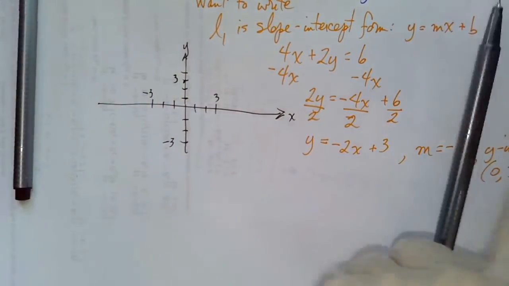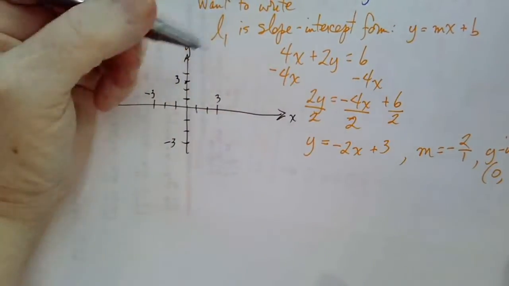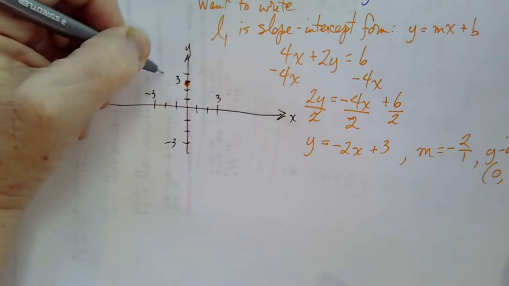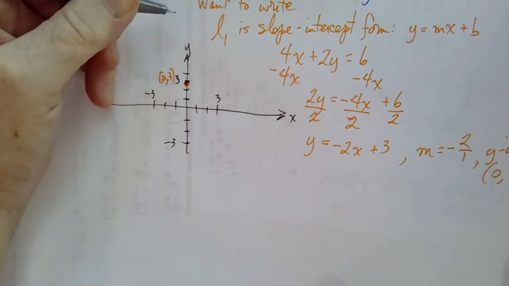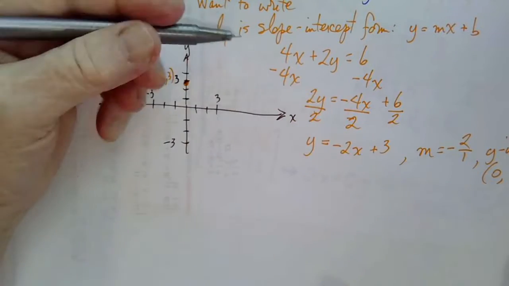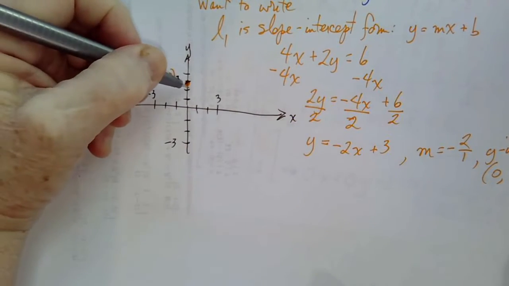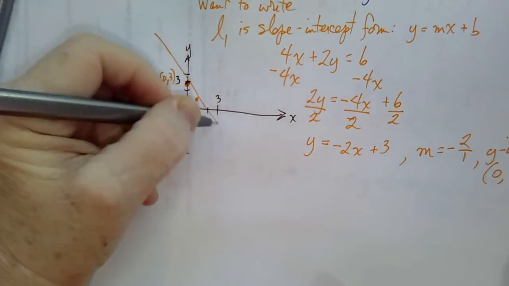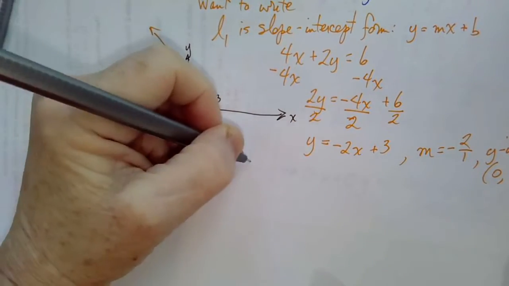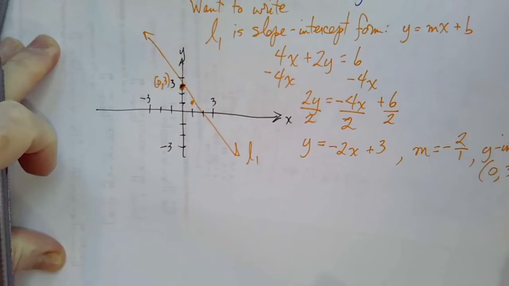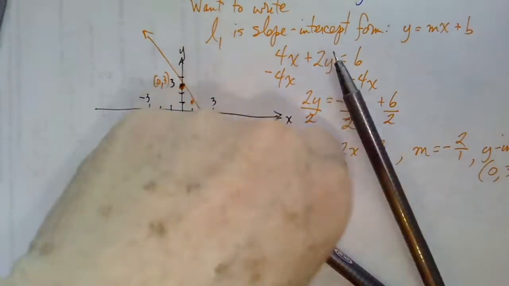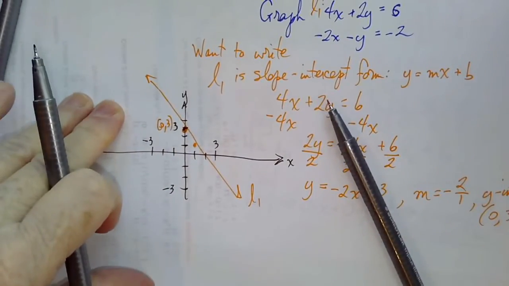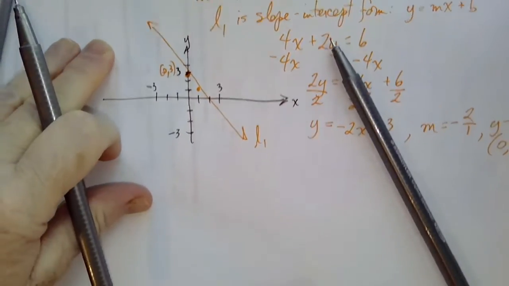All right, so let's see. We've got the y-intercept is 0, 3. And we go down 2 and to the right 1 for the slope. So down 2 to the right 1. Here's our line 1. For line 2, let's see, line 2 was negative 2x minus y equals negative 2.